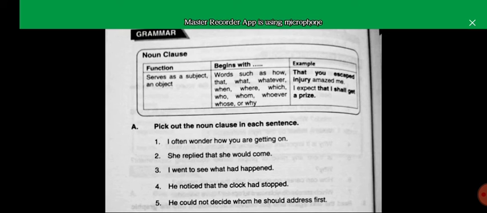I hope everything is clear here. If any question pops up in your mind, you can ask.